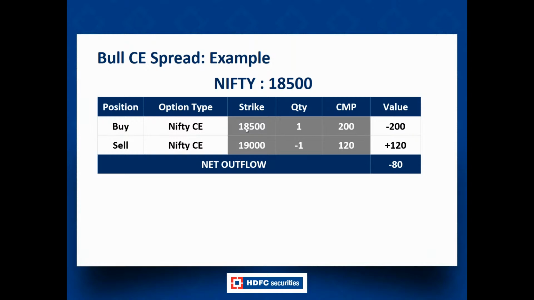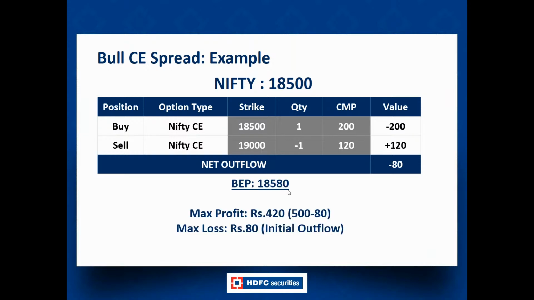Unlike if you just bought a call option without hedging by selling a call option, your risk would have been 200 rupees if your view goes wrong. But you have hedged your position and reduced your cost by getting 120 rupees as premium by selling the 19,000 call option. Net, 80 rupees is at risk. If Nifty closes below 18,500 and your view goes wrong, you won't lose more than 80 rupees. However, since you have sold the call option, your profit will be capped at 19,000. Above 19,000, there is no incremental profit.